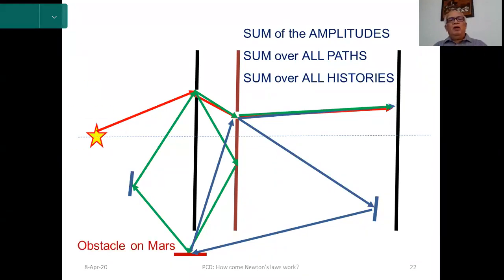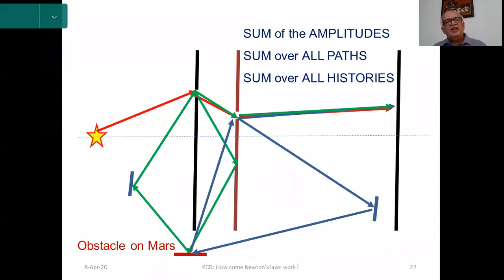Okay? What if this red obstacle is an object on Mars? How much time would it take for light to reach from the source to the screen in your laboratory on the desk? It takes more than 8 minutes to reach Earth from the sun. How long would it take to go from the source up to the screen in your laboratory desk?